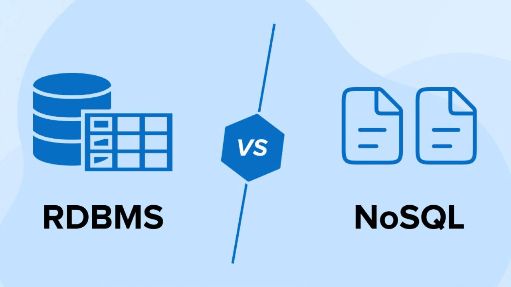Now, as I said, database has two types. One type was RDBMS. Another type we are going to see is NoSQL, right? NoSQL is just the opposite of RDBMS. Very simple.